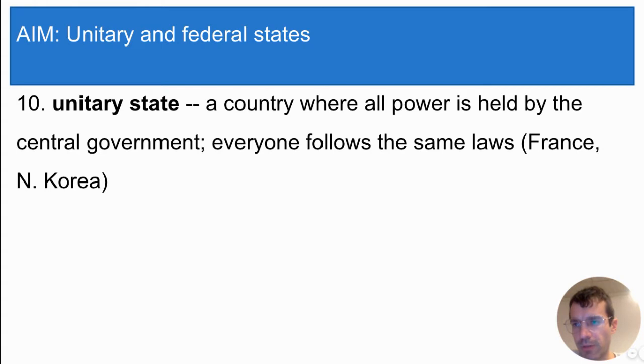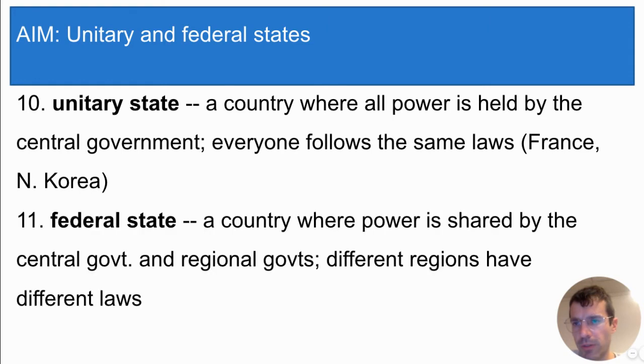A different way of dividing power is a system called federalism. And countries that follow that system are called federal states. In a federal state, power is shared by a central government and regional governments. That means that the central government has certain powers over the entire country, but there are regions within the country that get to have certain powers of their own that only apply to their region.